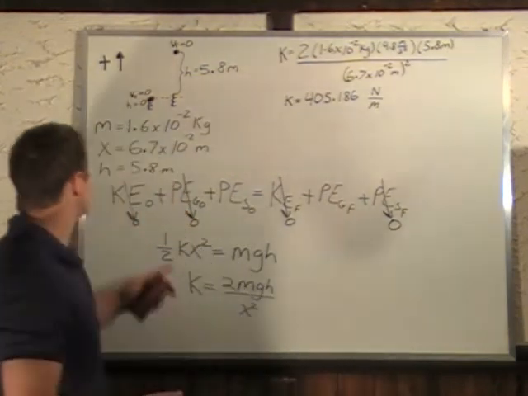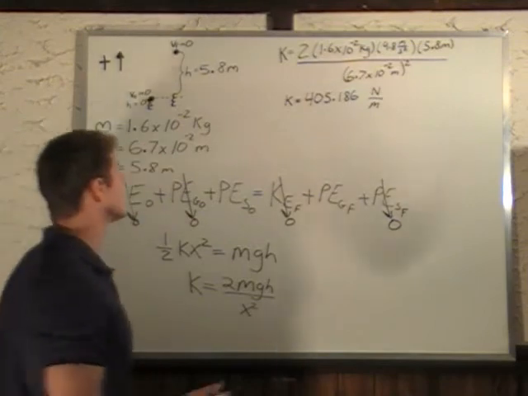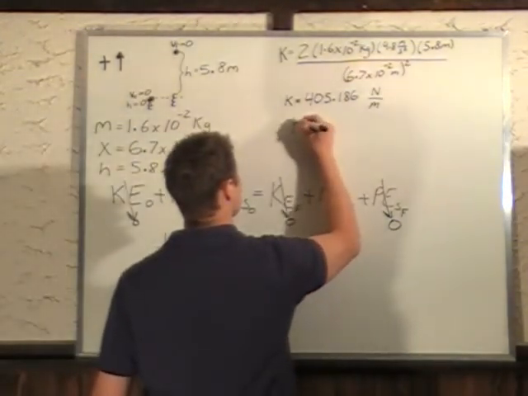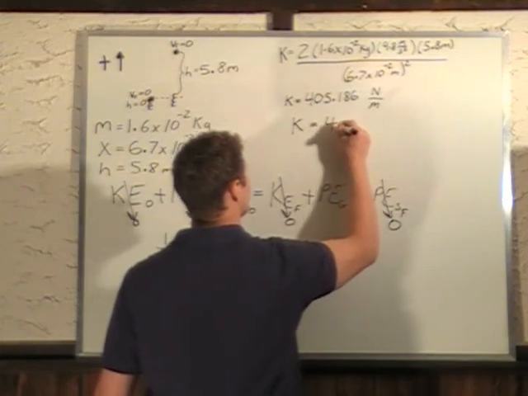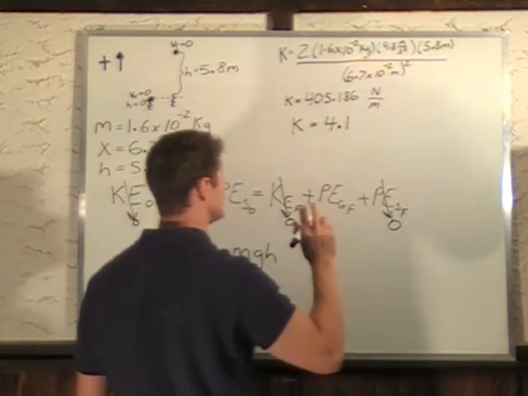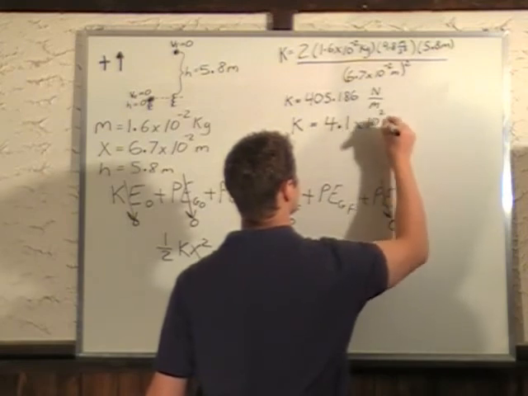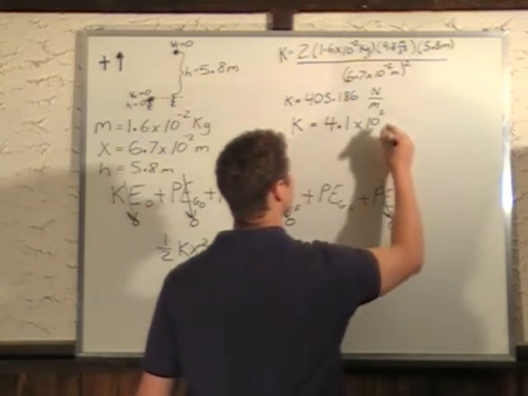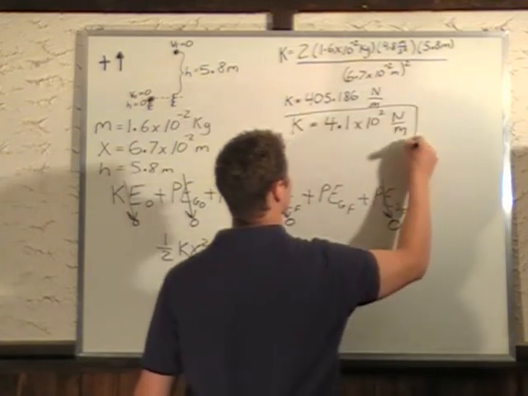Now, we know we have two significant digits in all of our givens, so we can say k equals 4.1, rounding to two significant digits, times 10 to the 2 newtons per meter. And that is our final answer.